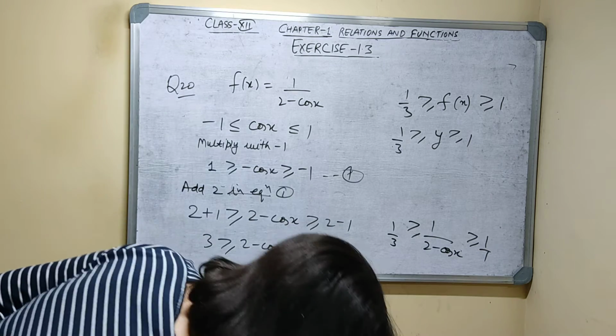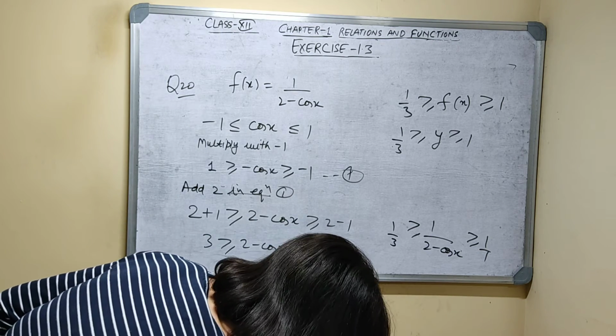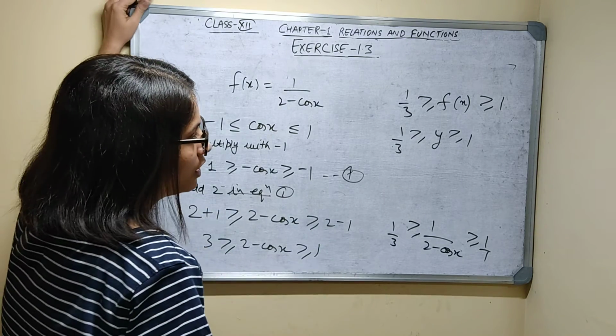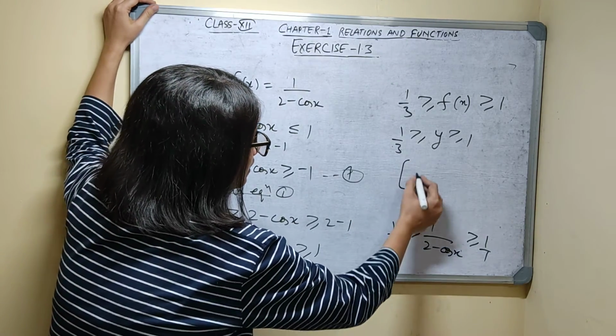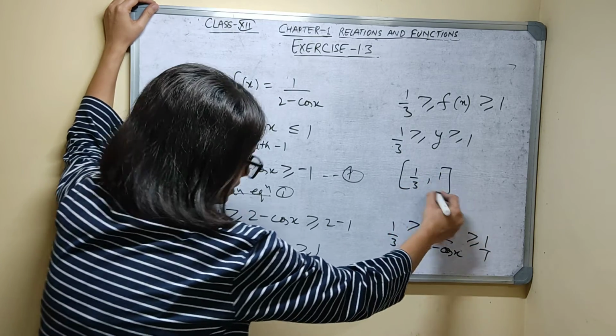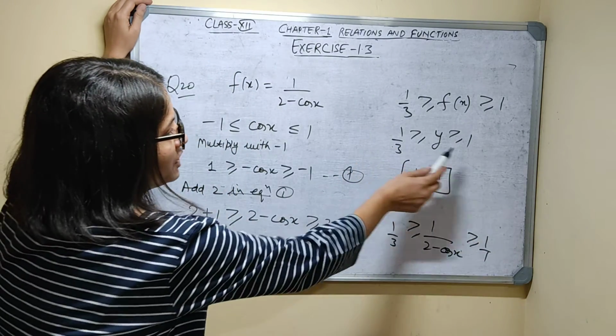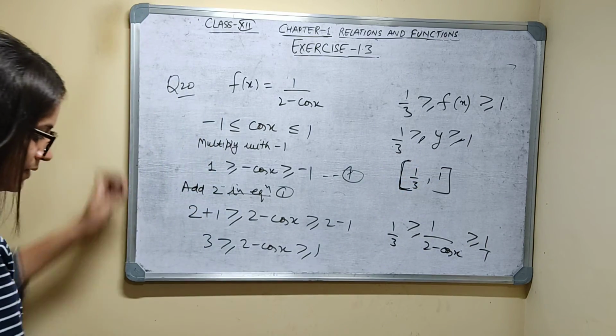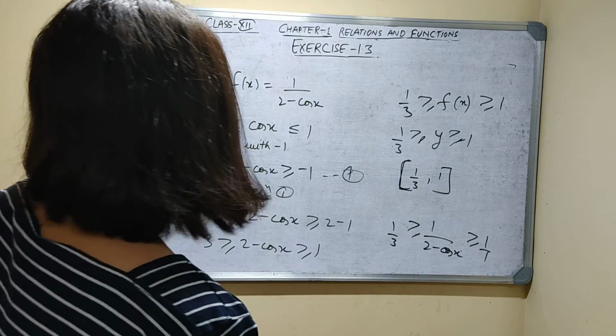One minute, I made a mistake. The y value is from 1/3 to 1, and this bracket is closed because these values are included. So this is the range of the function. Thank you.